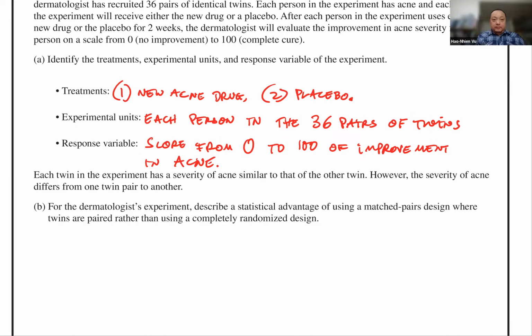Part B, for the dermatologist's experiment, describe a statistical advantage of using a matched pairs design where twins are paired rather than using a completely randomized design. By the way, they said describe a statistical advantage. I'm pretty sure that means if you give one good advantage, you're fine. You don't need to keep going on. So I'm going to give you two.